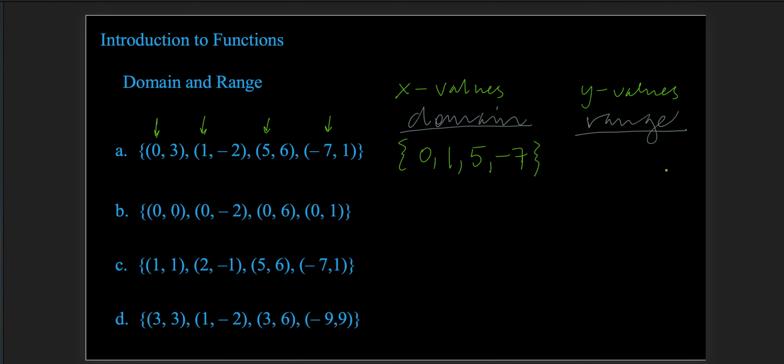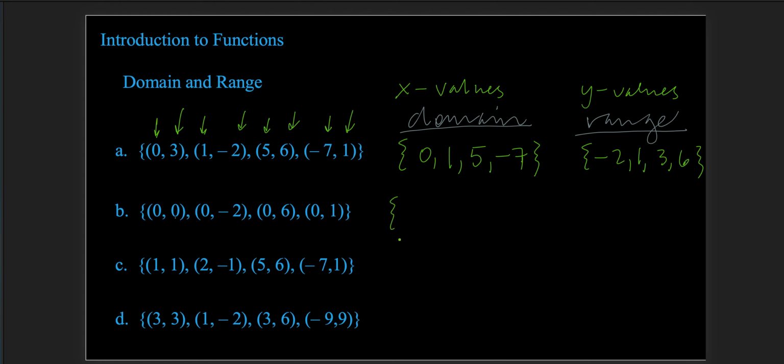And then for the range, those are the y values. So I'm going to write down these numbers. I'm going to try to put those in numerical order. So this is how we answer this problem. So -2, 1, 3, 6. Okay? That's all you do is pick out the x values and pick out the y values.